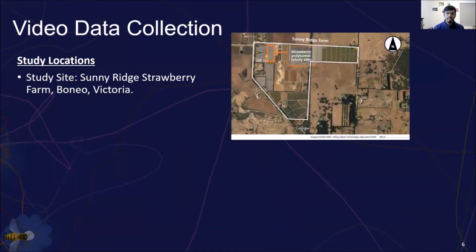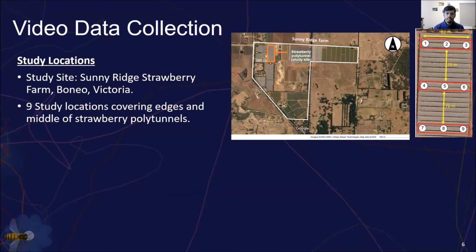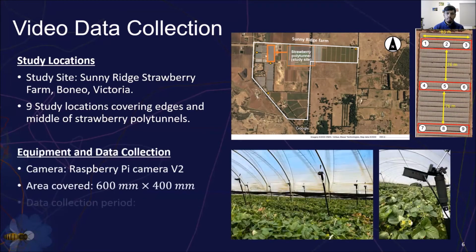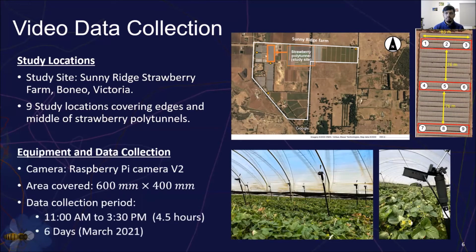We collected data at the Sunny Ridge Strawberry Farm in Victoria, Australia. Sunny Ridge Farm plants strawberries under weather-protected polytunnels. We implemented 9 camera units across 9 locations, covering edges and middles of polytunnels as shown in this map. We continuously recorded movement of honeybees and other insects using edge computing-based camera units that consist of Raspberry Pi cameras. Each camera covered an area of 6 centimeters by 40 centimeters, and we collected data for 4.5 hours each day for 6 days.